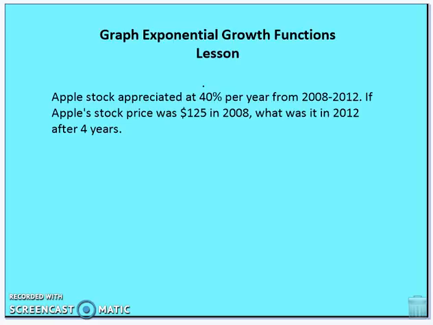All right, so let's take a look at another problem. Apple stock appreciated 40% per year for 4 years. If Apple stock price was $125 in 2008, what was it in 2012? I'm going to pause here while you generate the answer. All right, so 125 is the initial price times 1 plus 0.4 to the fourth. You should end up with a stock price of $480.20.